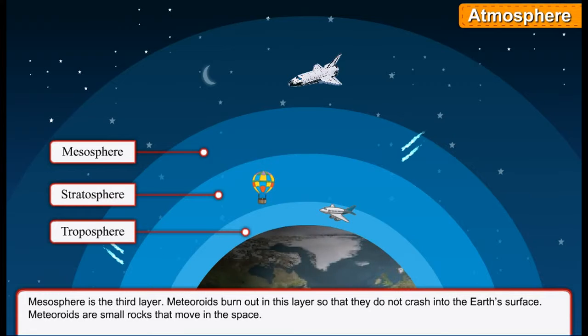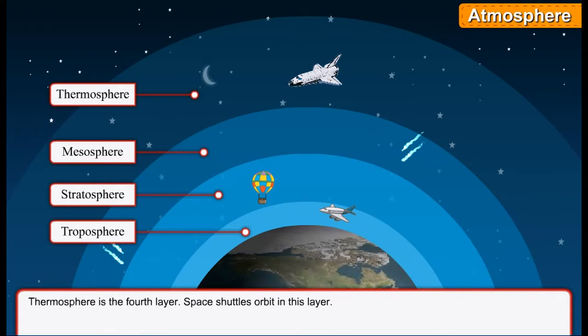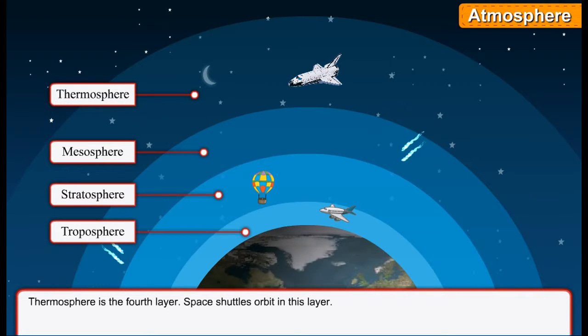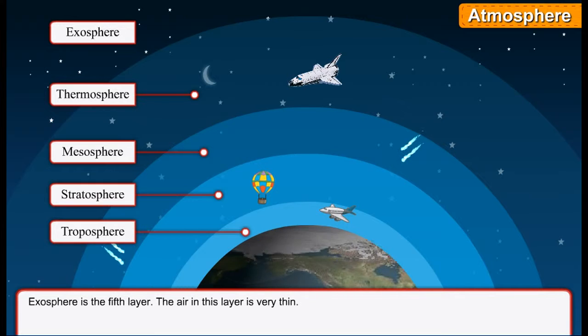Mesosphere is the third layer. Meteoroids burn out in this layer so that they do not crash into the Earth's surface. Meteoroids are small rocks that move in the space. Thermosphere is the fourth layer. Space shuttles orbit in this layer. Exosphere is the fifth layer. The air in this layer is very thin.